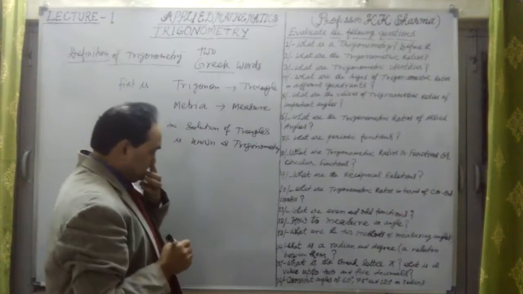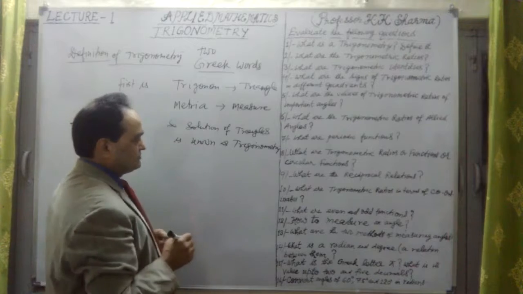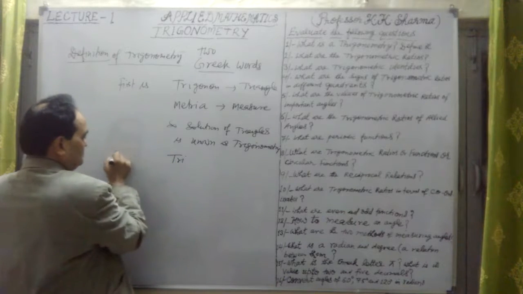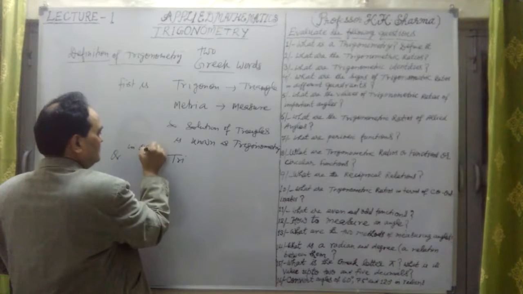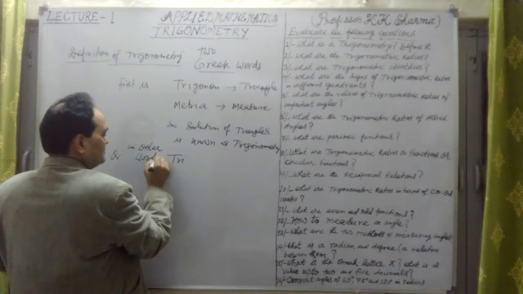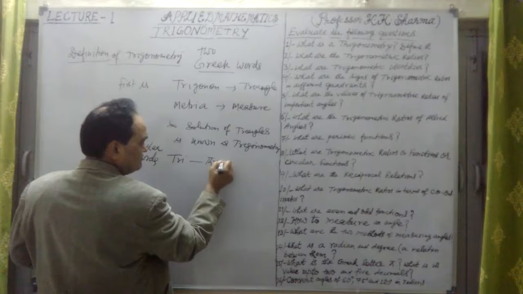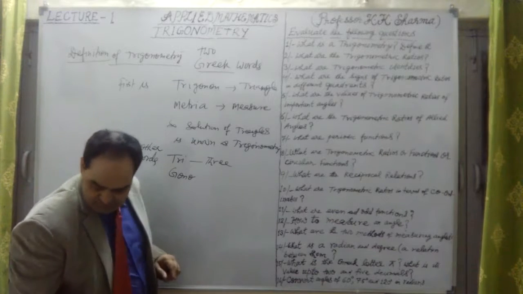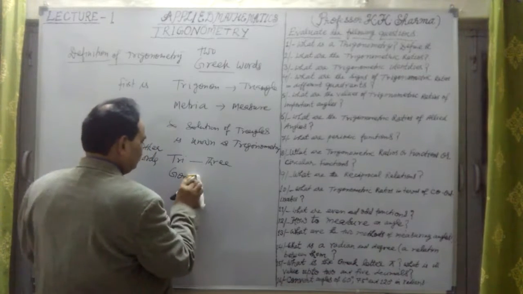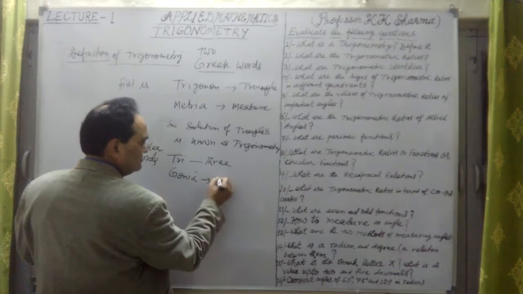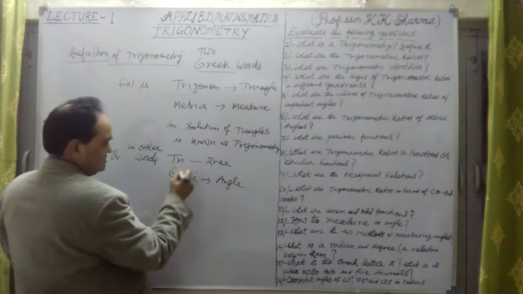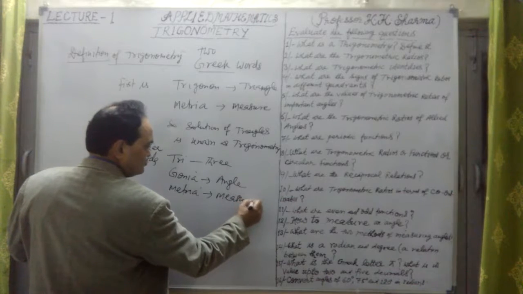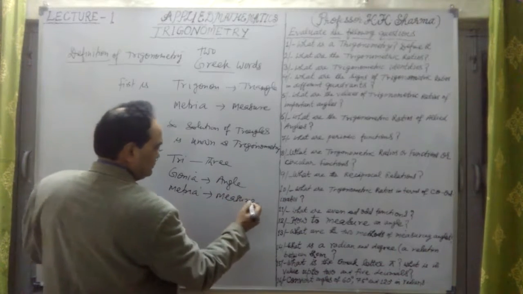Now, if I explain this further, let me take gonia, which means angle here, and tri means 3. Now gono or gonia, this is the gonia word. All are Greek words here. This is gonia, that means angle. And again metria, that we already took, means measure. So measurement of 3 angles, that means triangles.